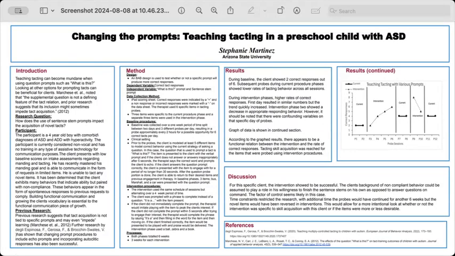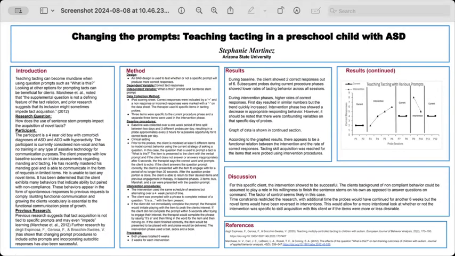This research case study is looking at teaching tacting. Tacting with the typical "what is this" question can become rather mundane. So, looking at other options for prompting tacts can be beneficial for clients. The research question is: how does the use of sentence stem prompts impact the acquisition of novel tacts?